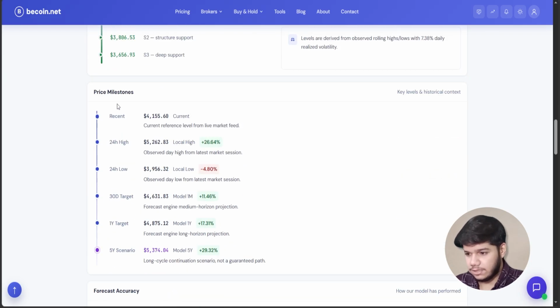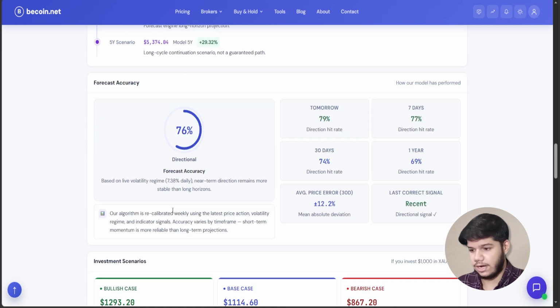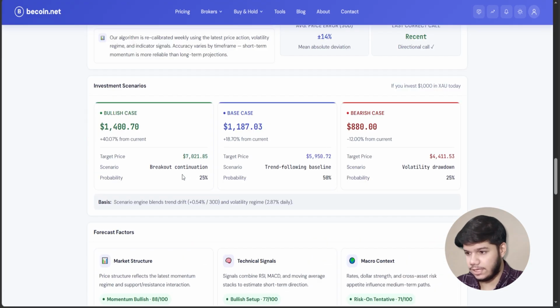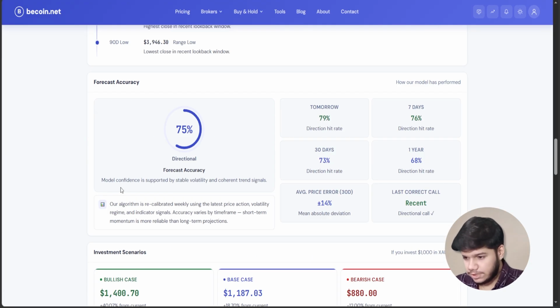And you can see the price milestone is right here, written all above here: 24 low, 30-day target, 1-year target, and 5-year scenario. You can see the forecast accuracy of directional bias right here. You can read: model confidence is supported by stable volatility and coherent trend signals. You can see the direction hit rate of tomorrow is 79%, 7 days, 30 days, 1 year, average price error, and last recorded call, which was recent and it was a perfect call.